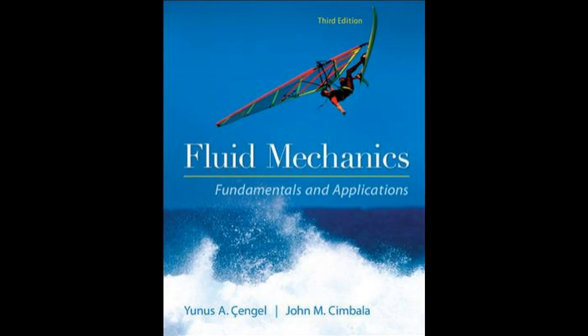Taking the limit as delta t approaches 0 and using the definition of derivative, we get dB system dt is equal to dB control volume dt minus the rate B in minus the rate B out. Or dB system dt is equal to dB control volume dt minus little b rho V A plus little b2 rho 2 V2 A2.